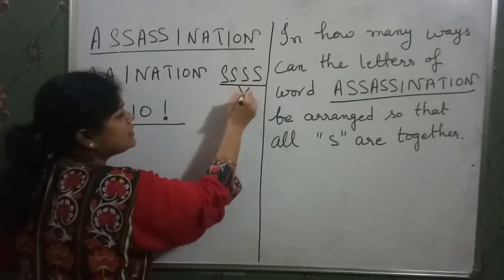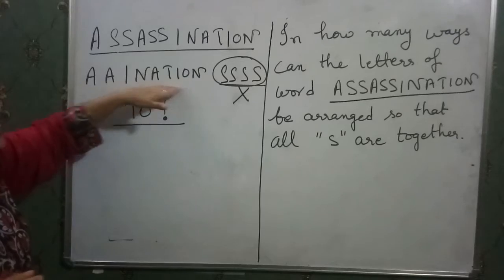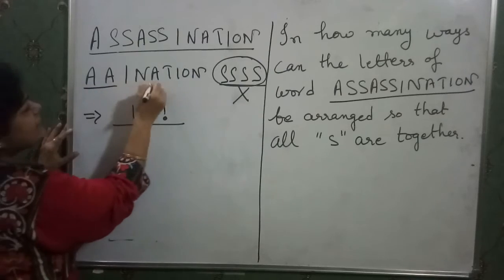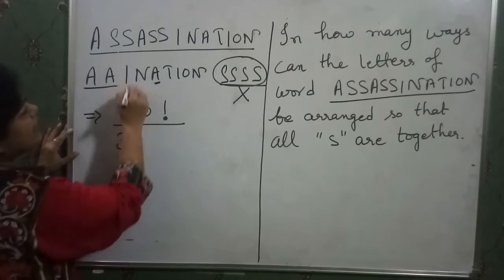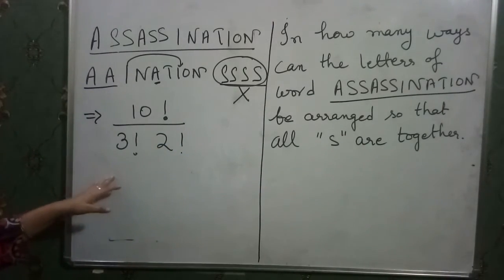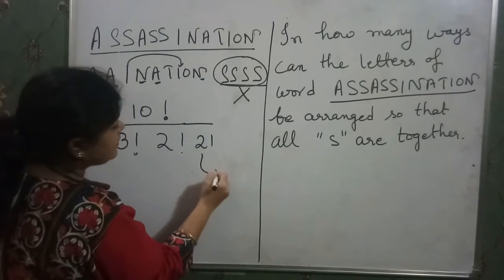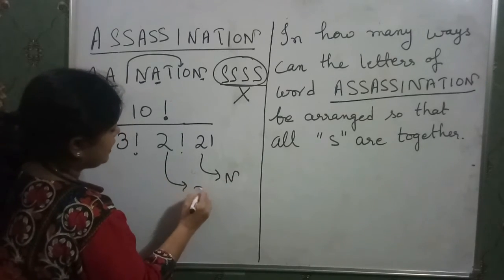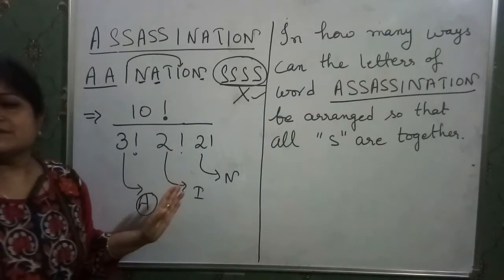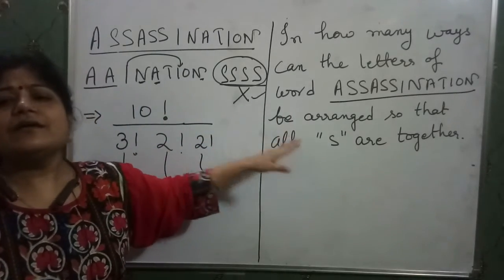We don't write the case of S, but we consider the case of the leftover letters which are repeated. So here we see that A is repeated 3 times and I is repeated 2 times, so it should be divided by these two. And N is also repeated 2 times. So this is the repetition of N, this is the repetition of I, and this is the repetition of A. And we leave the repetition of S in this case. So this is the total number of arrangements when we take all S together.